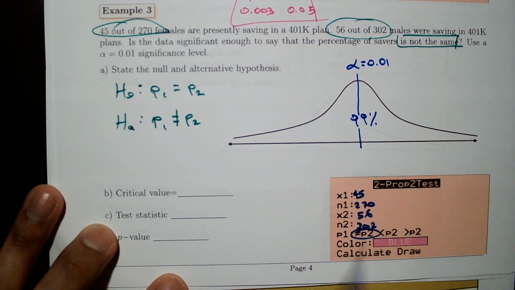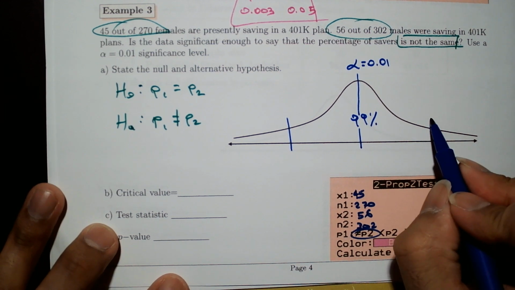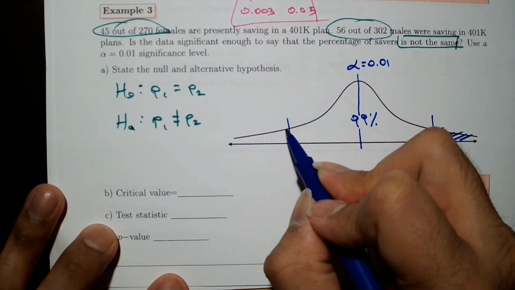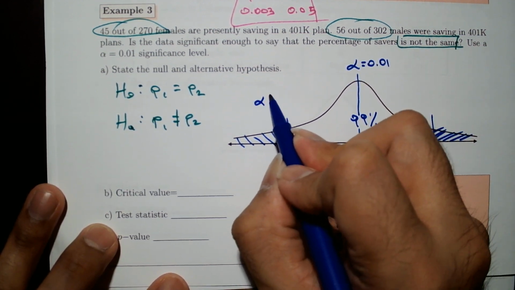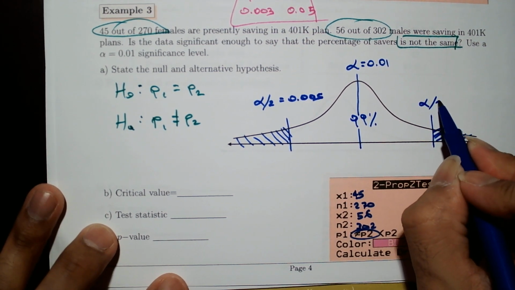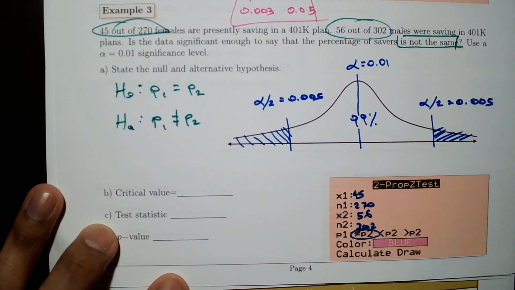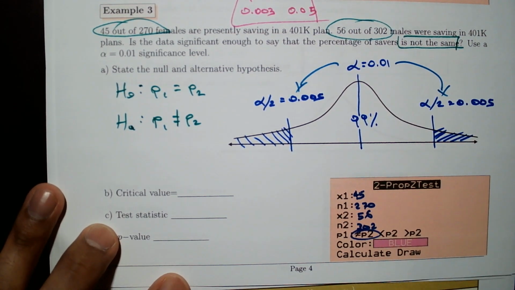That's a 99% precision test. And in this case, we need to divide this into 2 evenly spread regions for which alpha over 2 equals 0.005. Alpha over 2 equals 0.005. Okay, that's what we're going to do here.